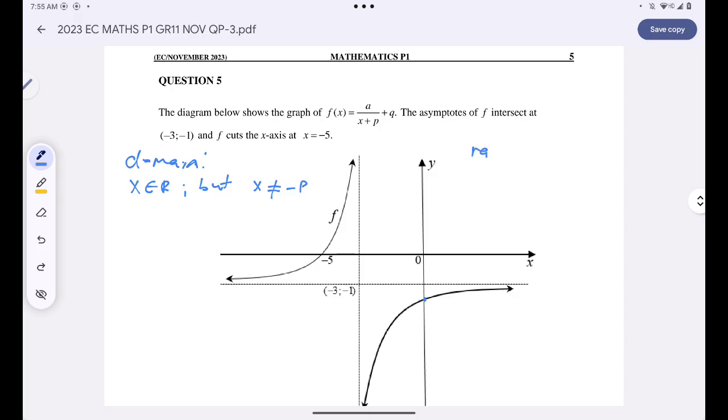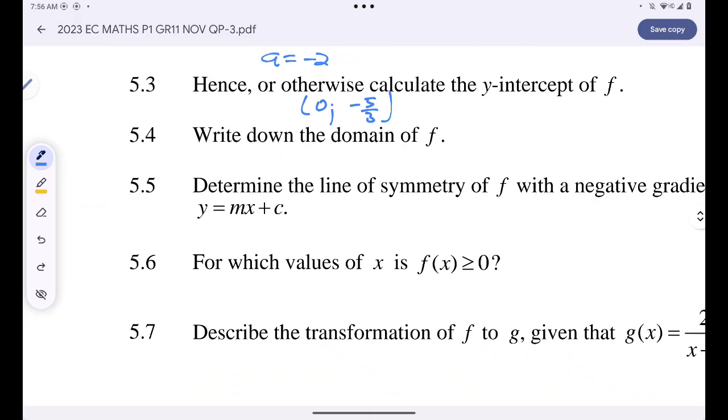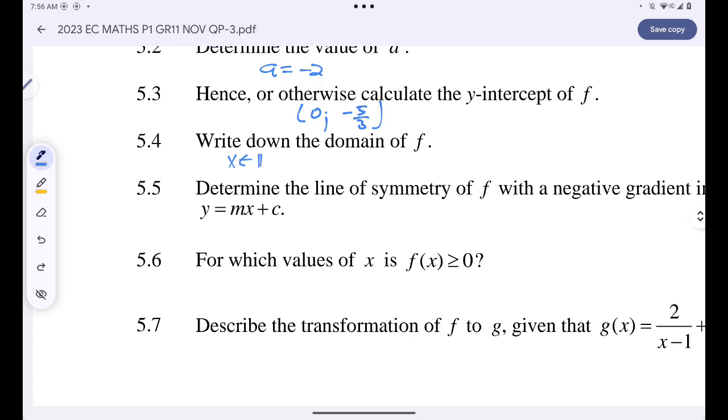And then for range, just know that y is an element of real numbers, but y cannot be equal to q. Are you together? So I can see that whenever I move horizontally, my graph can move anywhere, but when x is equal to -3, my graph is not real. So all I need to do is to say x is an element of real numbers and x cannot be equal to -3.